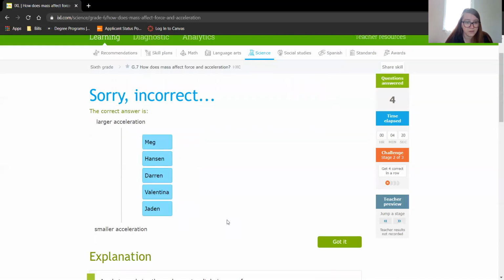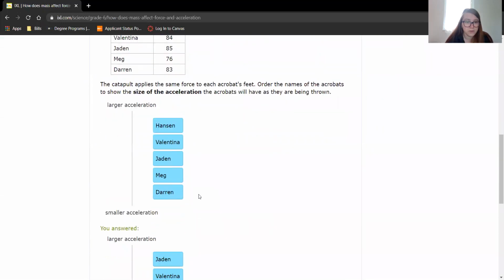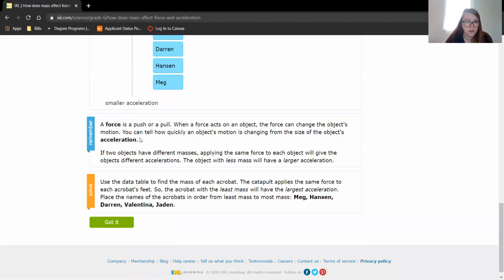Dang it. So what's this say? A force is a push or pull. When a force acts on an object, the force can change the object's motion. You can tell how quickly an object's motion is changing from the size of the object's acceleration. If two objects have different masses, applying the same force to each object will give the objects different accelerations. The object with less mass will have a larger acceleration.